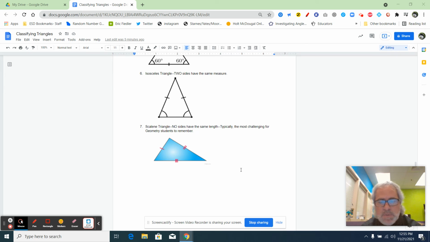And here's the last one. This one's typically the most challenging for geometry students to remember. A scalene triangle. No sides have the same length. That's why you see a different number of tick marks for each of those sides. That's called a scalene triangle.